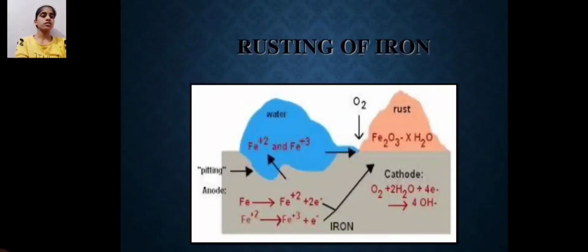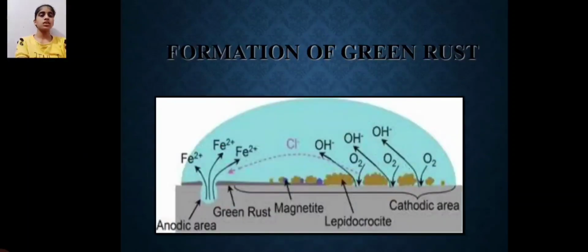And the rusting of iron. In this rusting of iron, both cathodic and anodic reactions take place. And here are the reactions. If iron is exposed to oxygen or the environmental surroundings due to the oxygen or the atmospheric condition, the iron will become rust. That is known as the rusting of iron. Then the formation of the green rust.